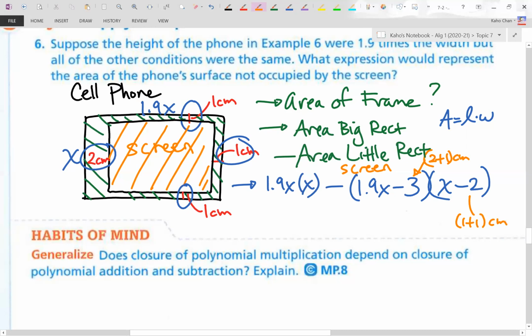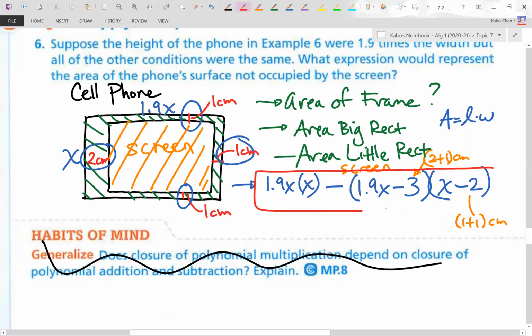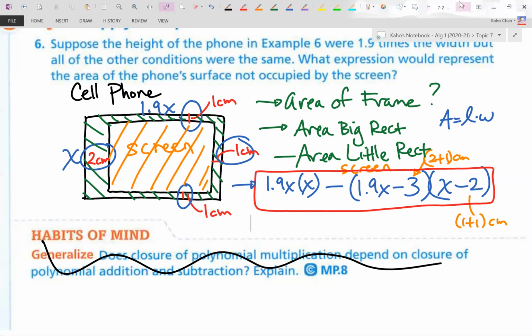And ladies and gentlemen, that is the strategy on solving this. I'm actually kind of satisfied that we set it up. Big rectangle minus little rectangle. Let's jump to the last page. Woohoo, not too bad.